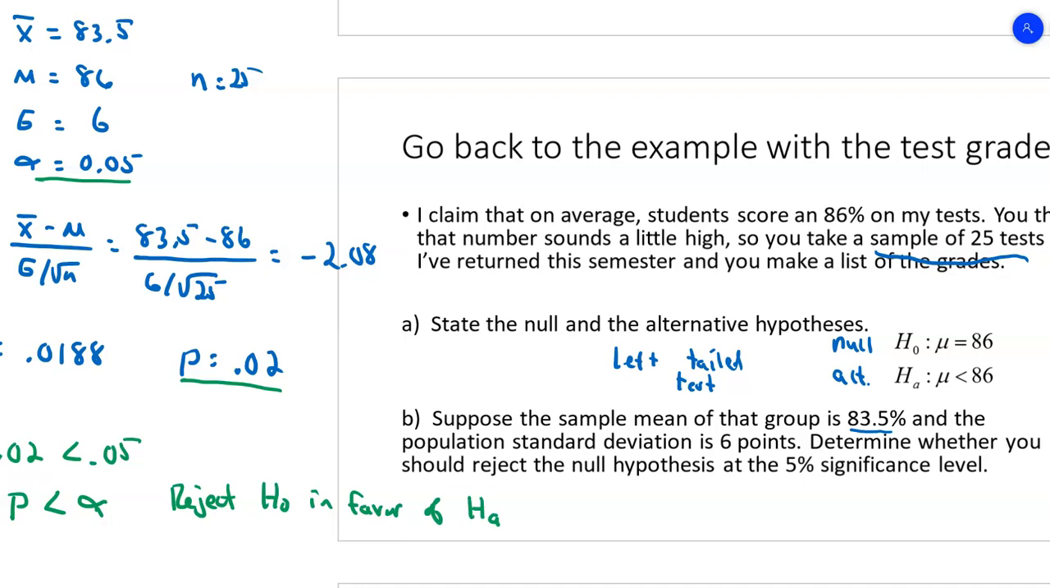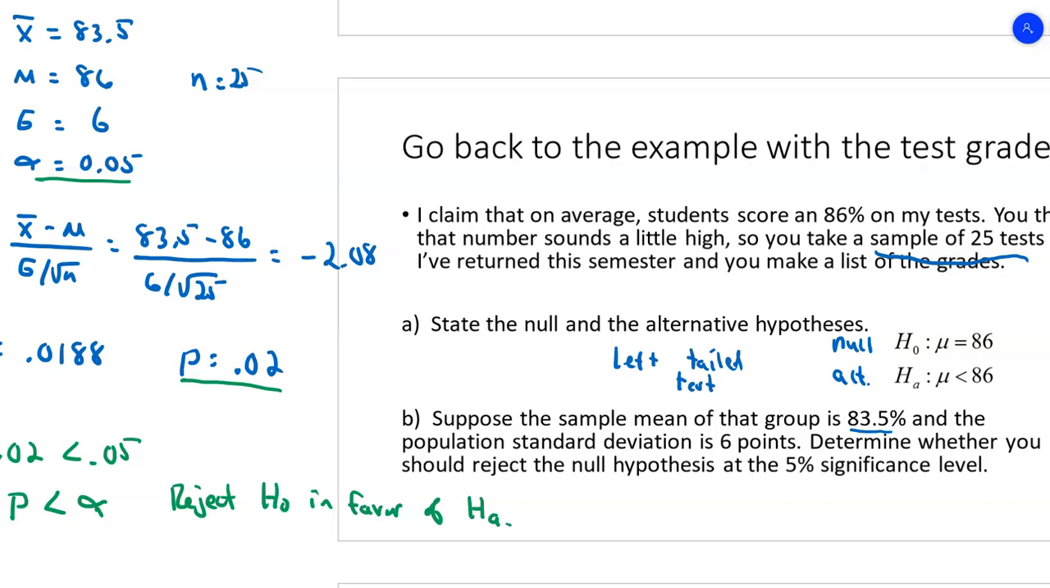meaning that there's enough evidence to suggest that the average score on one of my tests is not 86%, that it's actually less than 86%. It's not going to give me a number, right? It's not going to guarantee me that my test scores are exactly 83.5%. What this is saying is based on the test scores, the sample mean, and the standard deviation, there is enough evidence to say that the mean is actually less than what I'm claiming.